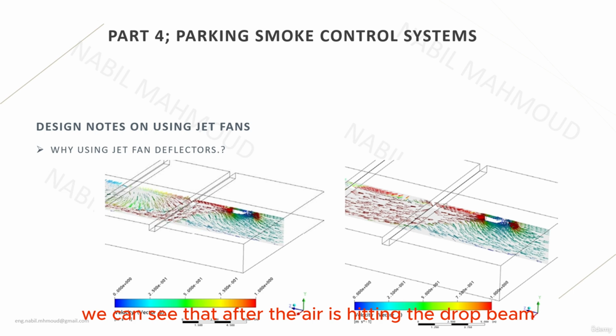We can see that after the air hits the drop beam, it causes circulations to happen and it loses momentum, and the throw is not effectively pushing the air after the fan and especially after the drop beam, which means that the drop beam represents a high loss to the momentum and the velocity of the discharged air from the jet fan side.